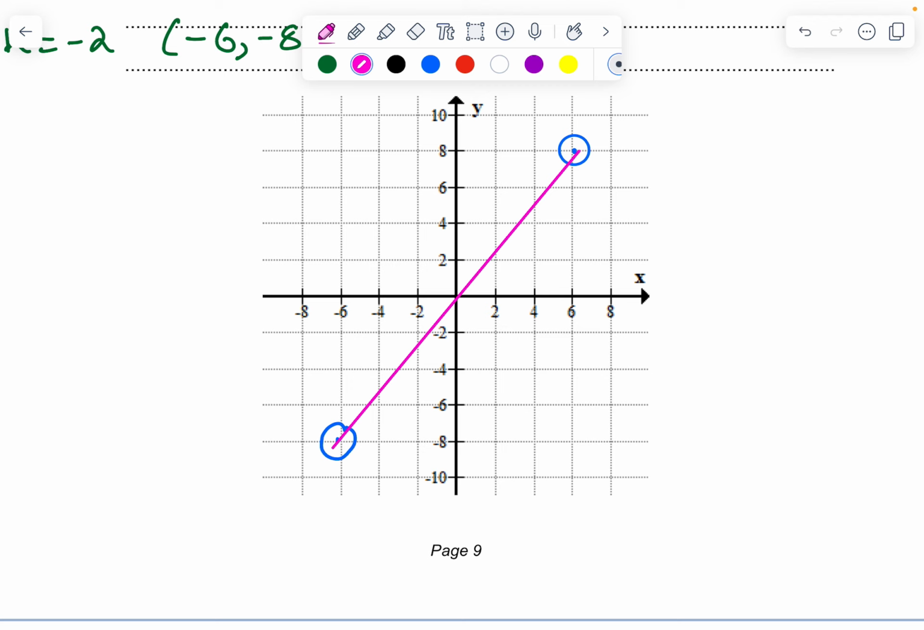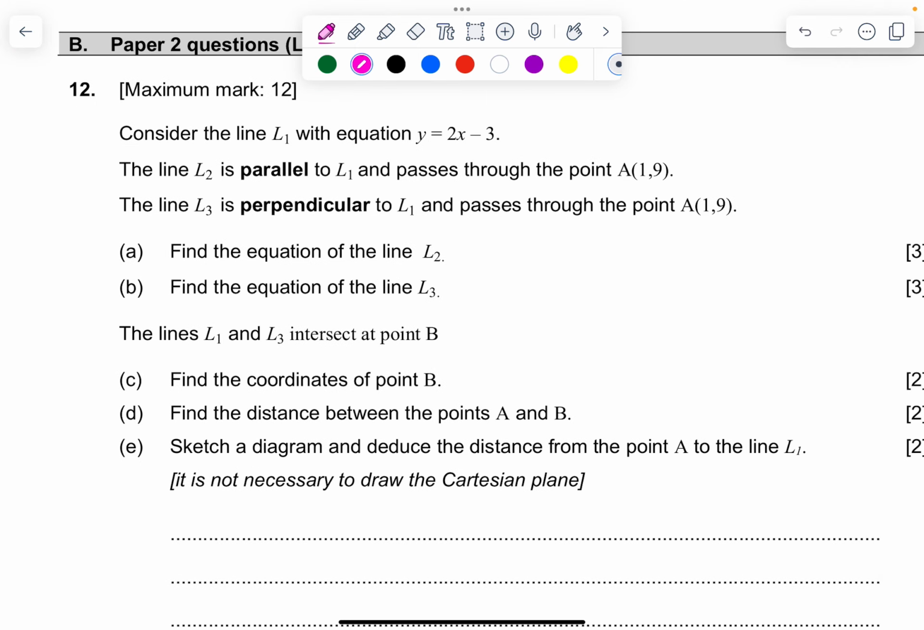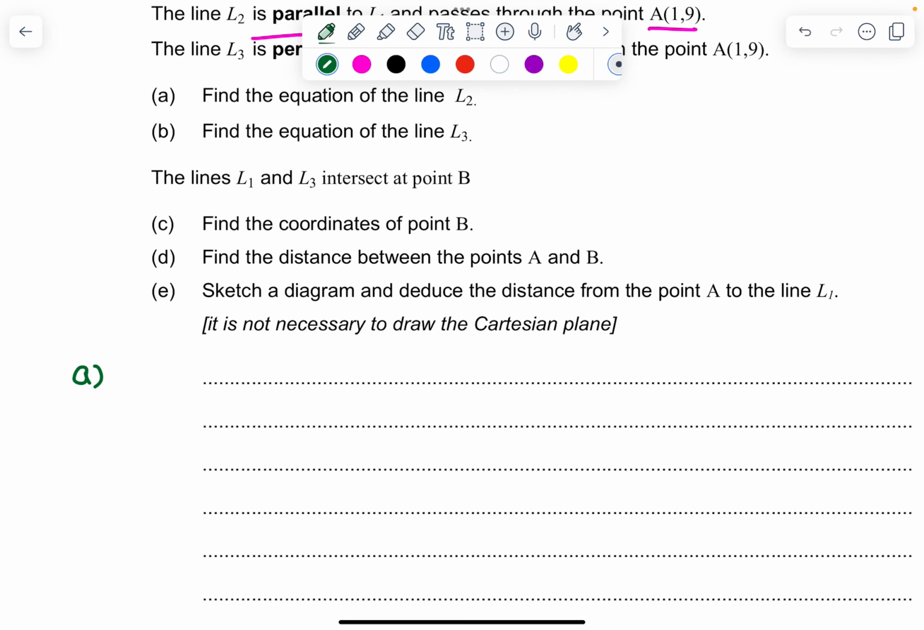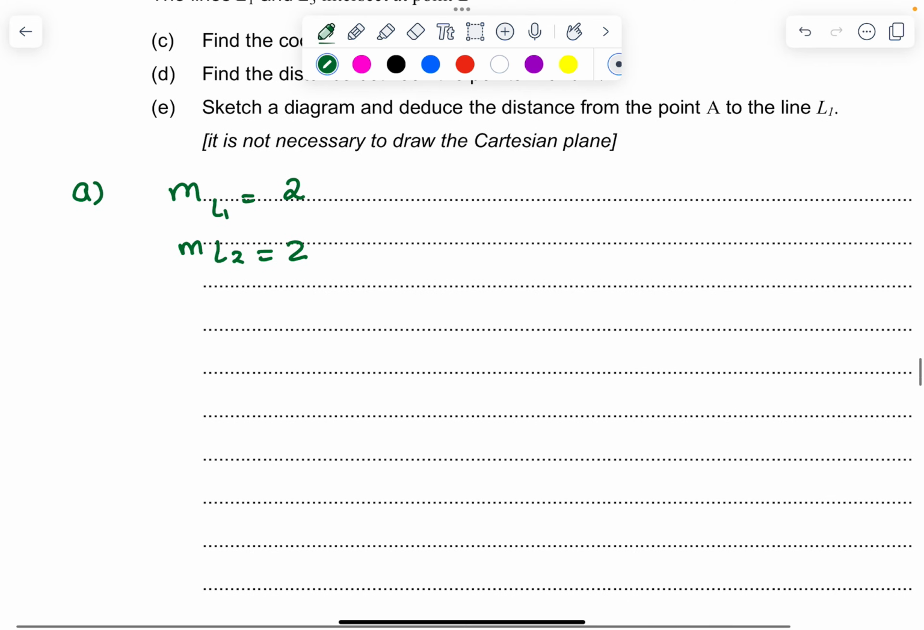Now coming to question number 12. Consider the line L1 with an equation y equals 2x minus 3. So the gradient is equal to 2. A line L2 is parallel to L1 and passes through (1, 9). And L3 is perpendicular to L1 and passes through (1, 9). So part A, gradient of L1. What is gradient of L1? 2. So gradient of L2 also will be equal to 2 because parallel lines have equal slopes.